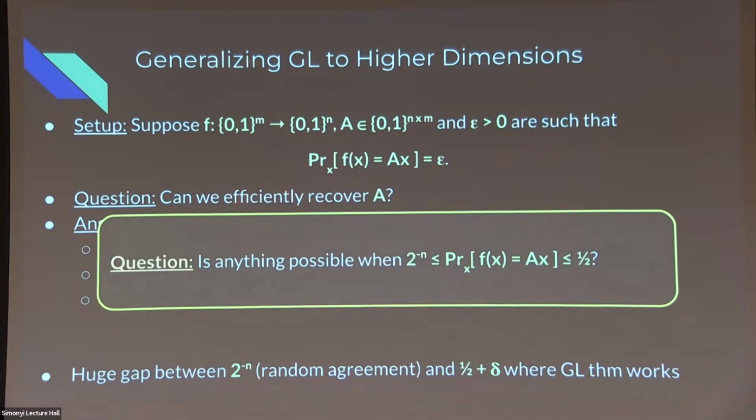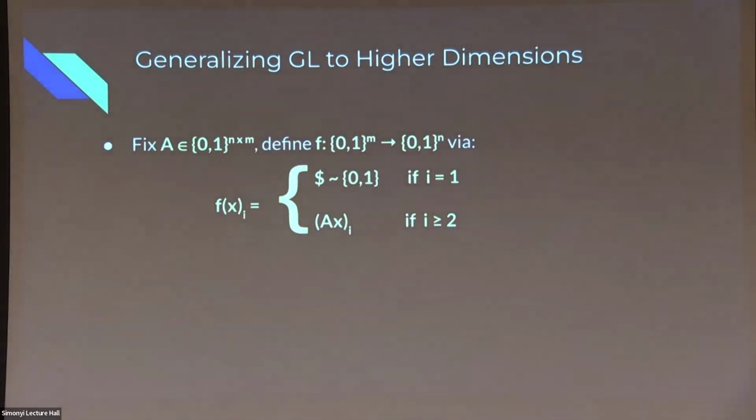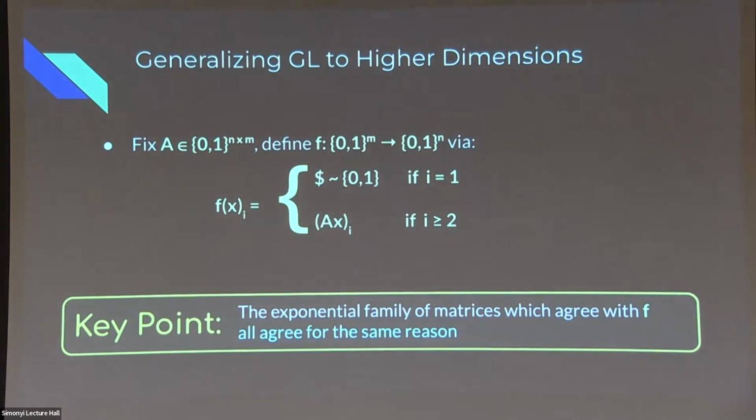Okay, so maybe we can't recover a, but what can we do? To motivate our answer, let's look again at this counterexample. The reason this failed was that there are an exponential number of matrices that could all be subbed in for a, so you can't hope to recover a specifically. The whole exponential family of matrices agrees with f for the same reason. So it shouldn't be our goal to recover everything in the family. It's repetitive, it's all going to be the same. You're just going to recover a's rows 2 through n, and then some meaningless first row.